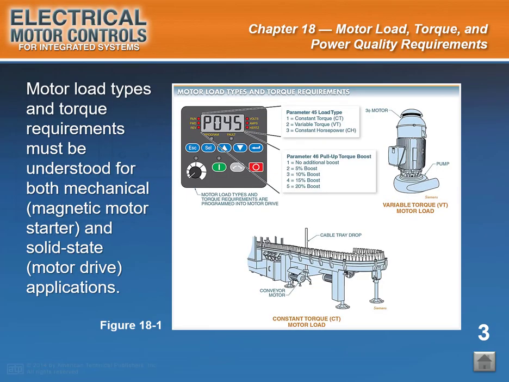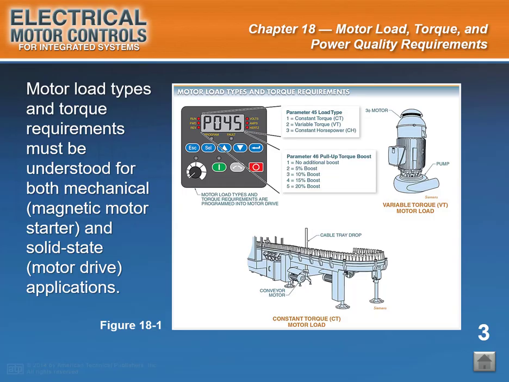Motor load types and torque requirements must be understood for both mechanical, magnetic motor starter, and solid-state, motor drive, applications. See Figure 18-1. Since all motors produce torque that can be used to operate loads, all motors are capable of producing work. The amount of work a motor produces depends upon its size, which can range from fractional horsepower to hundreds of horsepower, and the type of load it must drive.